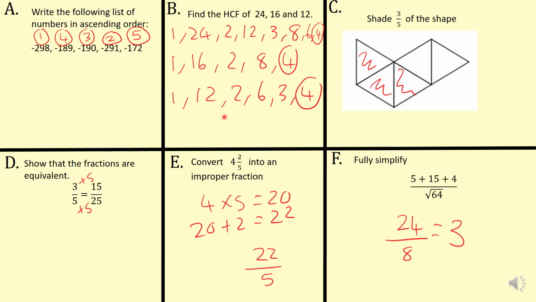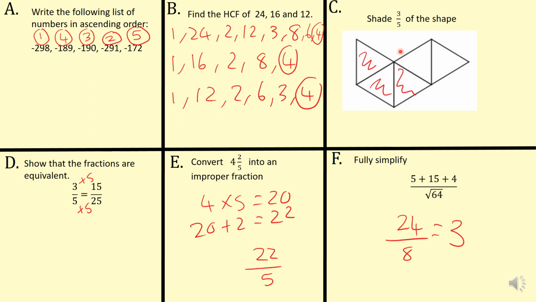Highest common factor: the factors of a number are those two numbers which, if you times them together, you get the original number. For example, the factors of 24 are 1 and 24, because if I times 1 and 24, I get 24. Then 2 and 12, 3 and 8, and 6 and 4. You do the same thing for 16 and 12. Then check in all three what number is in common and is the highest one in common. As you can see, the highest common factor is 4.